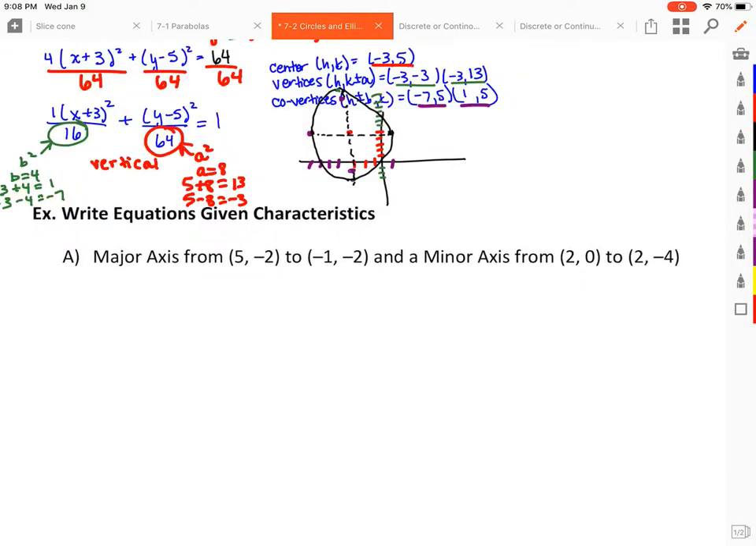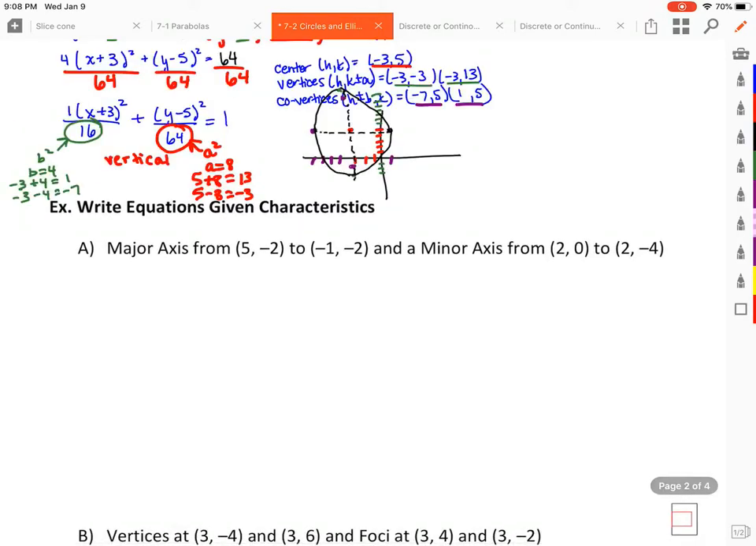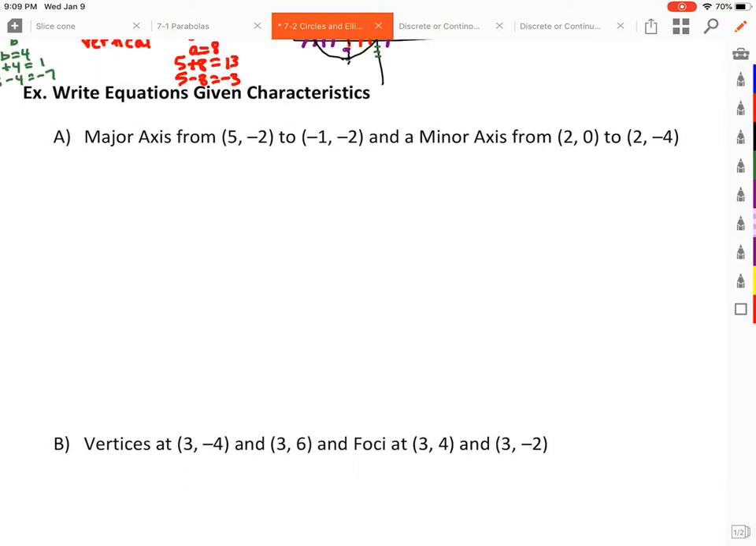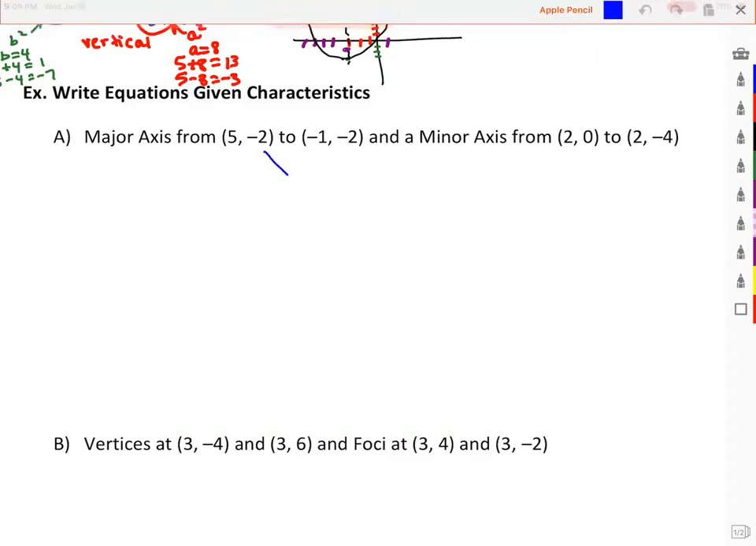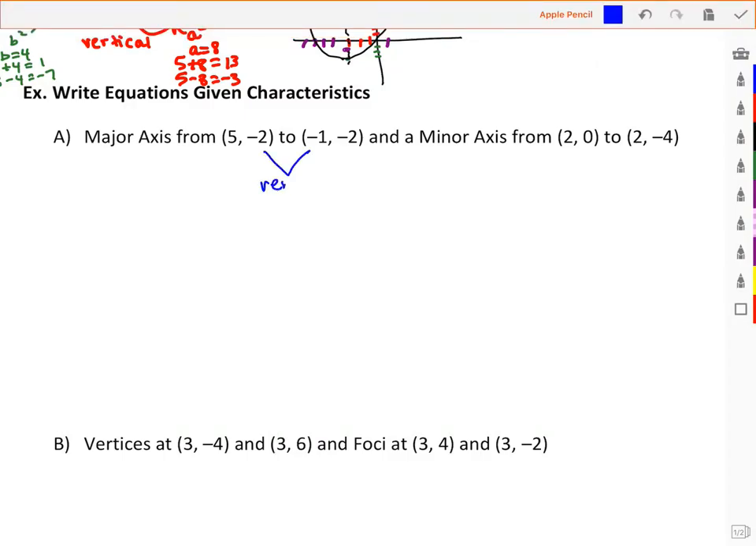All right, sometimes they give you characteristics and you have to come up with the equation. So we're not graphing these, we're just going to come up with the characteristics. They told you that the major axis is from 5, negative 2 to negative 1, negative 2, which means these 2 points are vertices. And the minor axis is from 2, 0 to 2, negative 4. So those are your co-vertices.